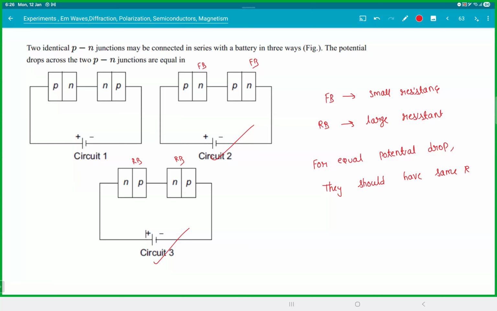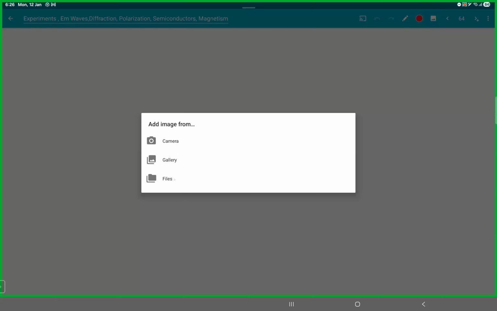Clear with this? So they're just large resistances and small resistances. Just think of them like that. Clear? So forward bias might have resistance in some ohms and reverse bias might have something like 10 power 5 ohms or mega ohms. So there are two answers for that.